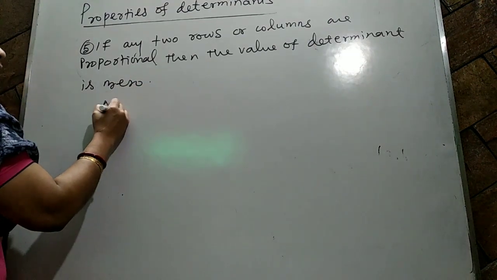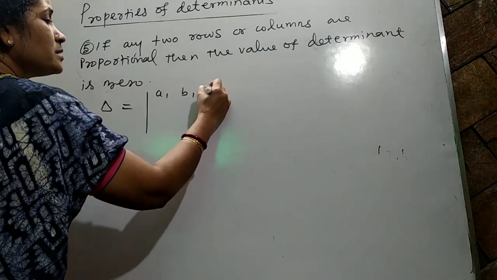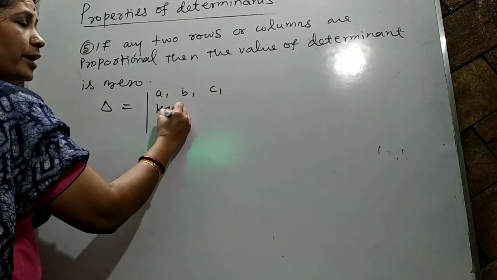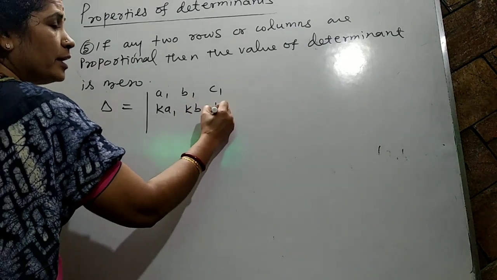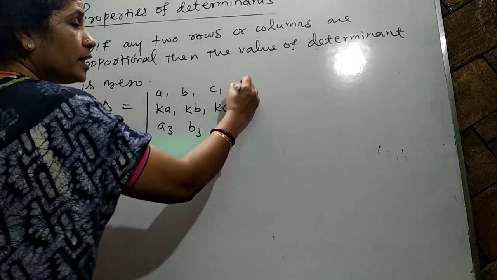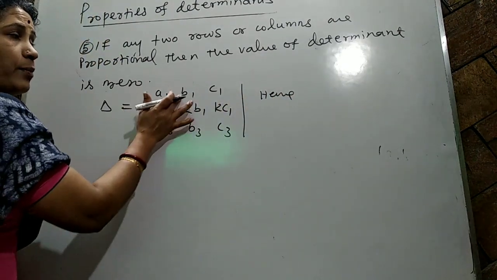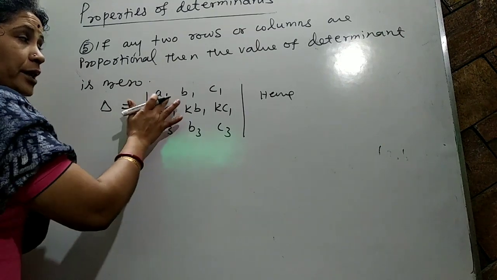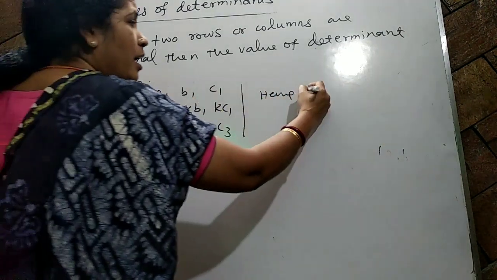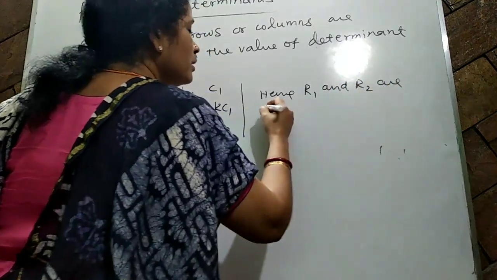Now let me explain. Now I am taking delta equal to a1 b1 c1, and k into a1, k into b1, k into c1, that is a3 b3 c3. Here R1 and R2 are proportional. Proportional means same multiple, the ratio is the same. Here R1 and R2 are proportional.